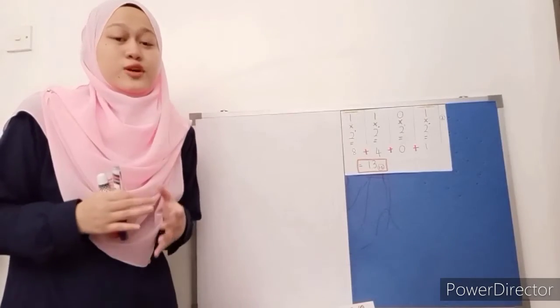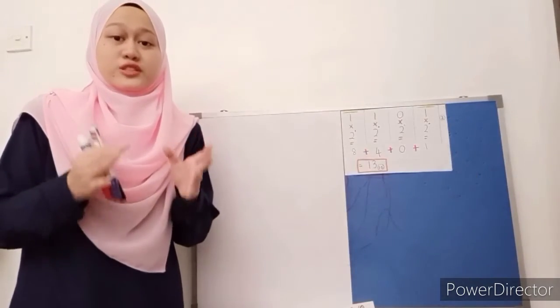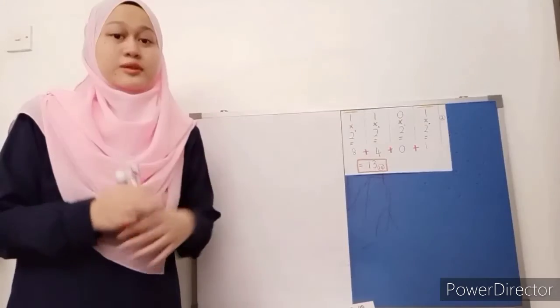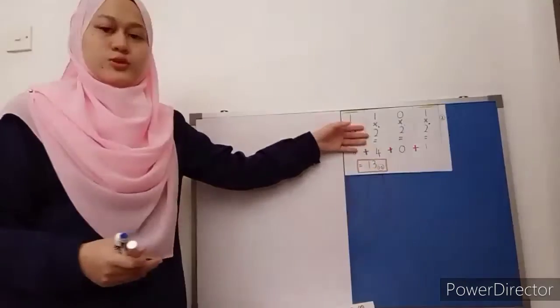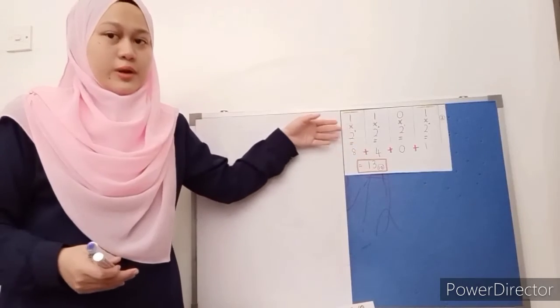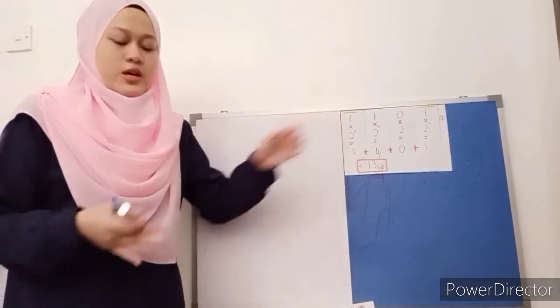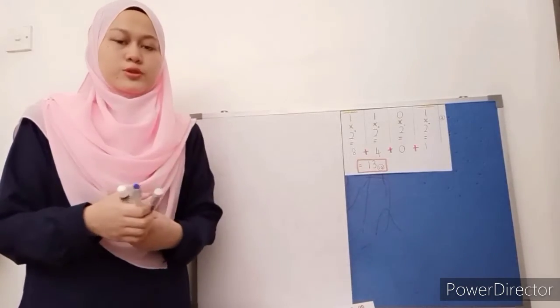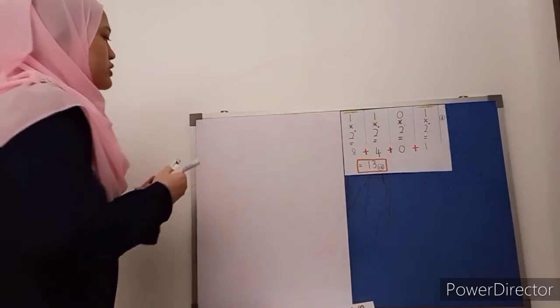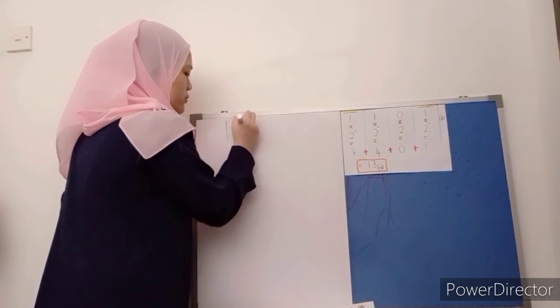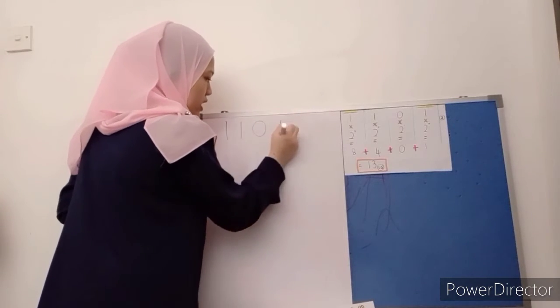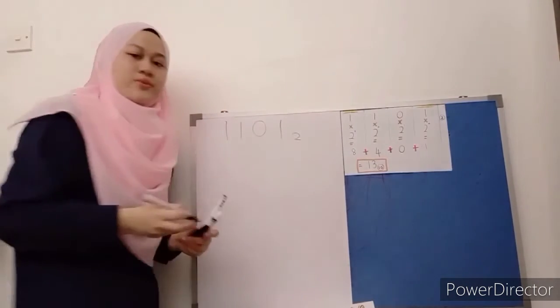So let us move on to our second objective, which is converting a number to number base 10. You can refer to the example that I have prepared here. I will explain what is actually happening here. I'm giving you an example, which is 1 0 1 base 2.